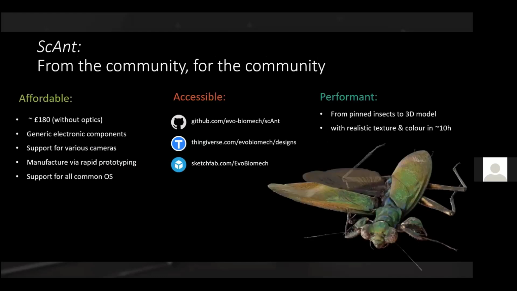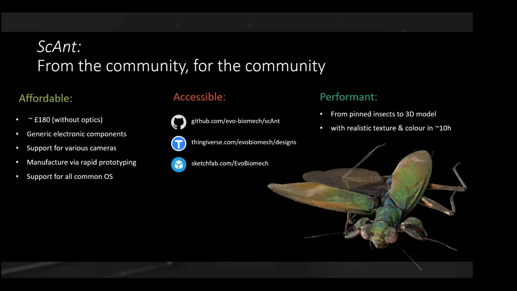Okay, so that's roughly what I wanted to say briefly on scAnt. We think it's affordable, accessible, and performant. It's relatively cheap. It uses generic electronic components. It has support for a large number of cameras. Manufacturing relies entirely on rapid prototyping. And that's an example of why accessibility is nice: one person who built their own device added support for Mac operating systems, so we now have all common operating systems in place.